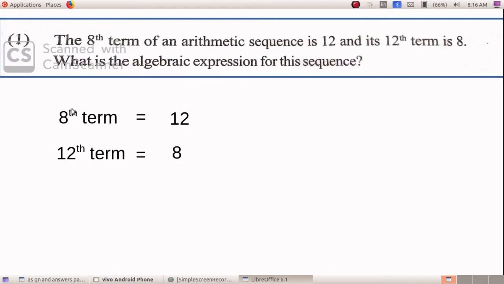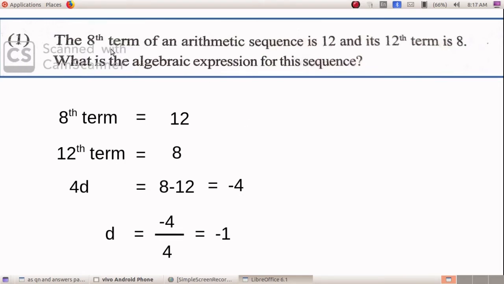To get the 12th term from the 8th term, we needed to add 4 common differences. Therefore, these two terms differ by 4 common differences. So 4 common differences is the 12th term minus the 8th term. That is 8 minus 12, which is minus 4. That is, 4 common differences is minus 4. Therefore, 1 common difference will be minus 4 by 4, that is minus 1. Now we have got the common difference as minus 1.